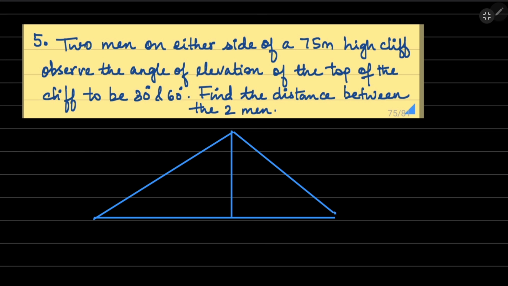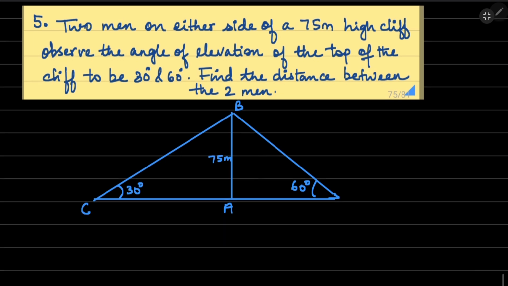So this is the 75-meter high cliff. This is your 30 degree angle of elevation. The other one is 60 degree. Find the distance between the two men. So let the cliff be AB of height 75 meters. Let the two men be at points C and D respectively. Let the distance between one of the men and the cliff be D1, and let the other distance be D2. What is asked? Find the total distance between the two men. We have to calculate the distance between C and D, right?